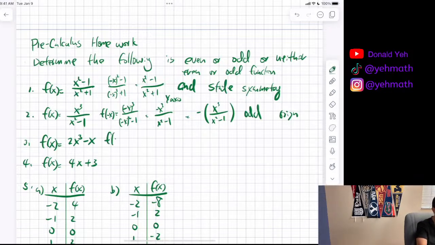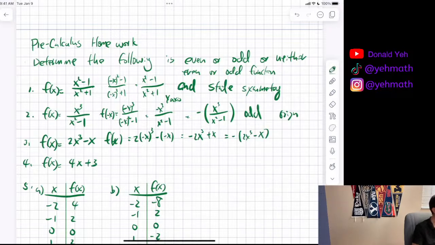So if I plug in negative x here, what happens? It's going to be 2 times negative x to the third minus negative x, and that's going to be negative 2x to the third plus x. Now you're going to say, wait, is this even or odd? It's actually odd, because you can factor out a negative sign, and that's going to be the opposite of the original function. So this is odd, so this is symmetry to the origin.